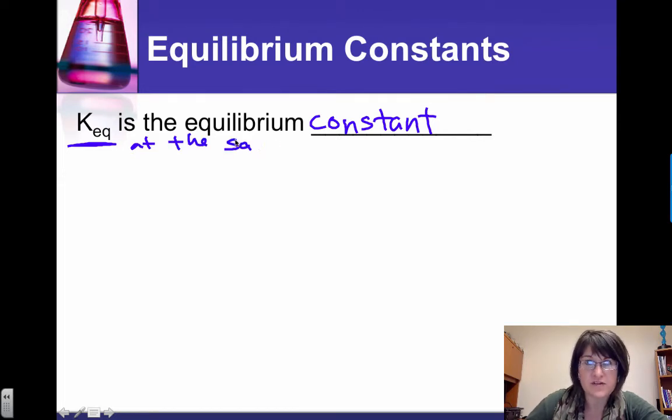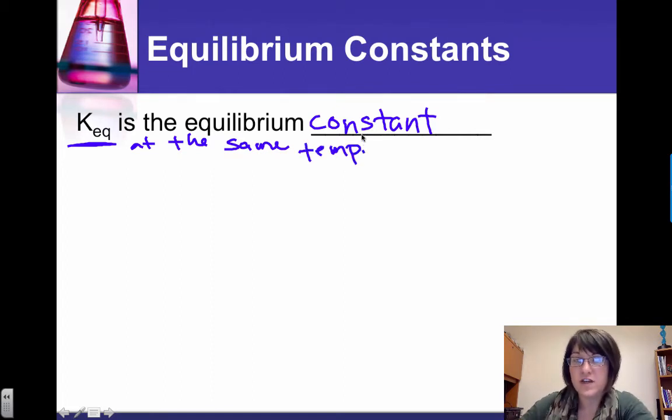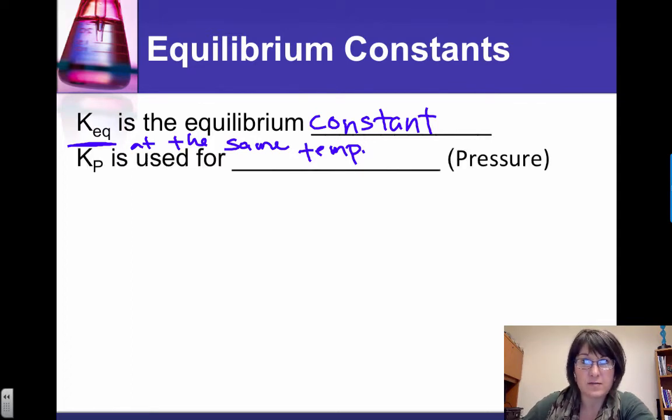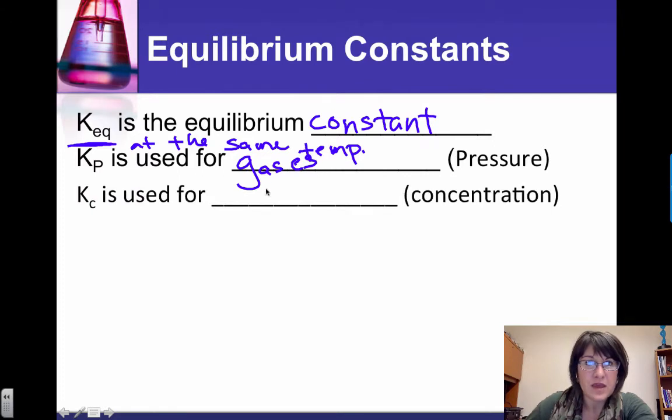If the temperature increases, then we know the rate increases, and the rate increase makes the equilibrium shift. So temperature is the only thing that can affect the equilibrium constant. We use Kp for reactions that are in the gas phase because we use pressure. Kc is used for aqueous solutions.